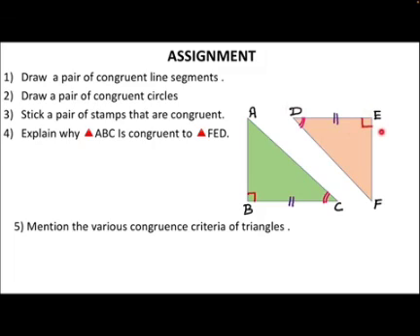So please recall the congruent rules and then prove that the triangles are congruent, and also please state which congruence criterion you have used. Next one, mention the various congruence criteria of triangles. You have just learned. One is SSS, second one is SAS, third one is ASA, and the fourth one is RHS congruence criterion. So these four congruence criteria of triangles please mention, and you all just learned that AAA congruence criterion does not exist. Okay, so I hope you can do the assignment by yourselves.